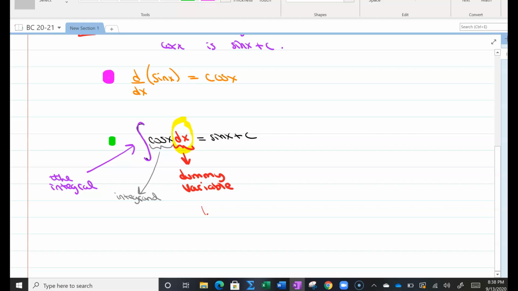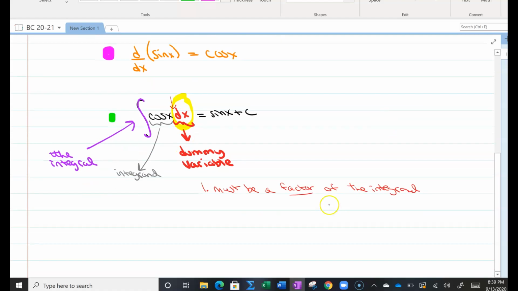All you have to know right now is the dummy variable number 1 must always be expressed as a factor of the integrand. What that means is the following. It means that the operation right here, unwritten but understood, should be multiplication. You'll never see something like this: the indefinite integral of cos x plus dx. That is nonsense and means absolutely nothing.